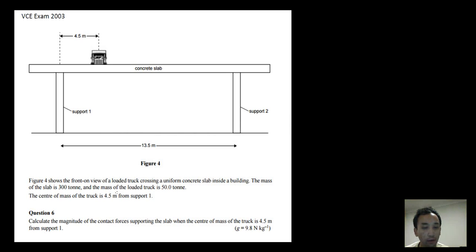Alright, so what do we have over here? We need to calculate the contact forces supporting the slab. So for this thing over here, we're essentially trying to find the reaction forces at support 1, so maybe we'll call this R1, and also the contact force or reaction force of the pillar pushing up onto the slab. And this is R2 over here. These are both unknown, so you do need to do a bit of a torque analysis.